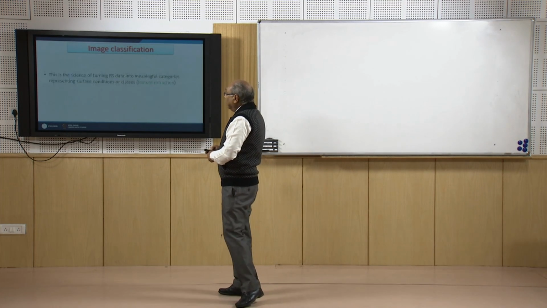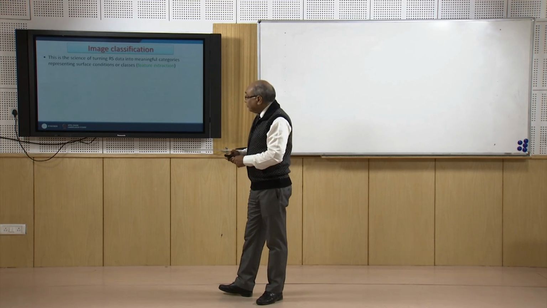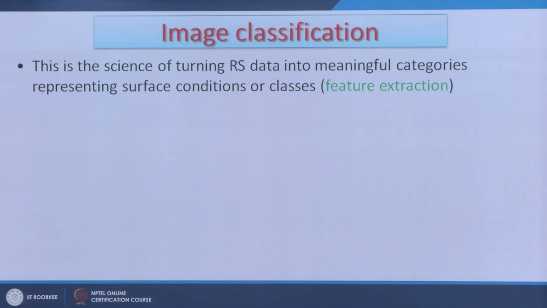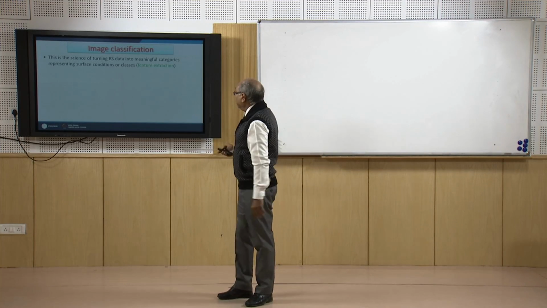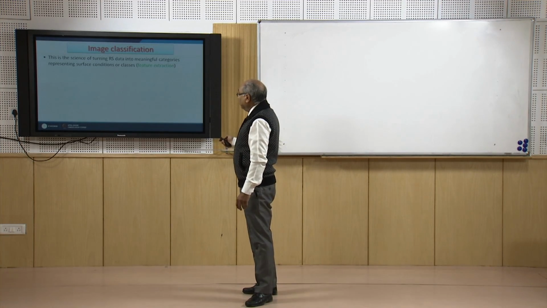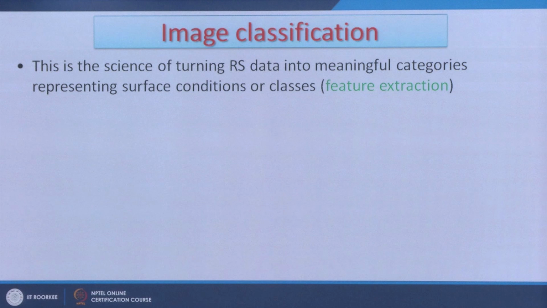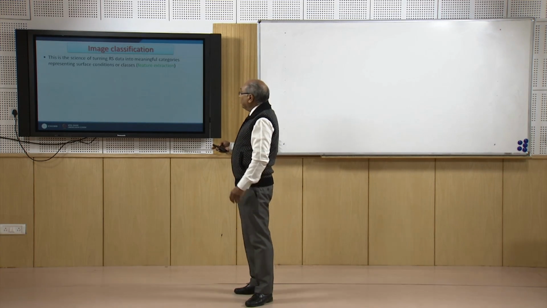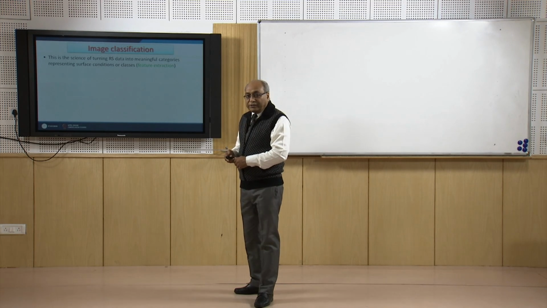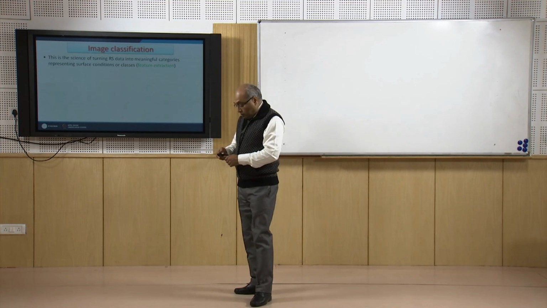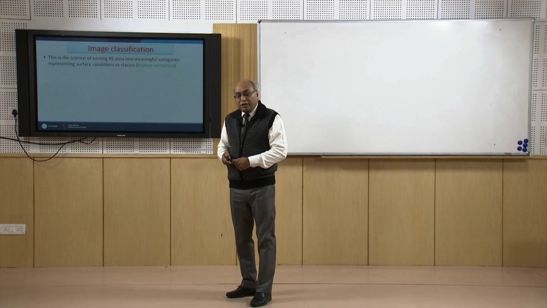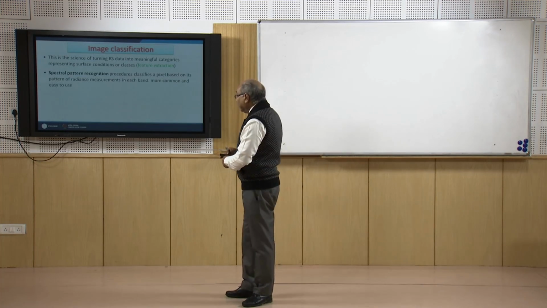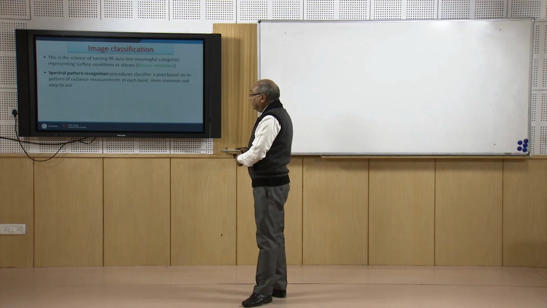If we look at the different types of classification, as I have mentioned, we would like to convert that continuous remote sensing data into discrete form, so that we get some meaningful categories representing surface conditions or classes. Some people, instead of image classification, call it feature extraction. Some slightly different terms are also used, like pattern recognition. There are three types of these recognitions.